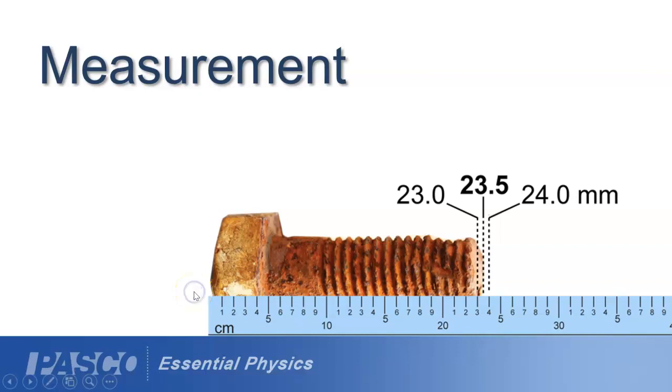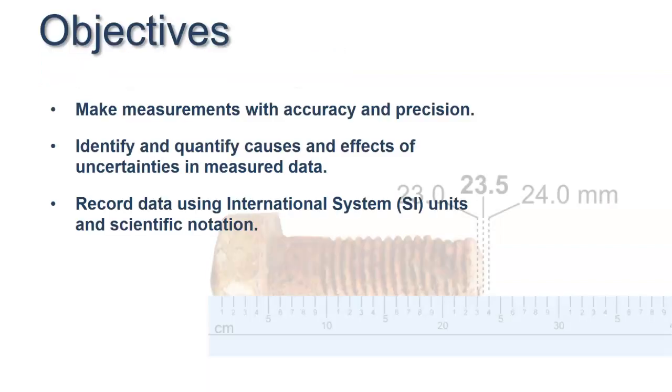Today we're going to talk about measurement and why that's so important in physics for us. Some objectives for this lecture. We want to know the difference between accuracy and precision and be able to make measurements with both. Identify and quantify causes and effects of uncertainties in measured data.